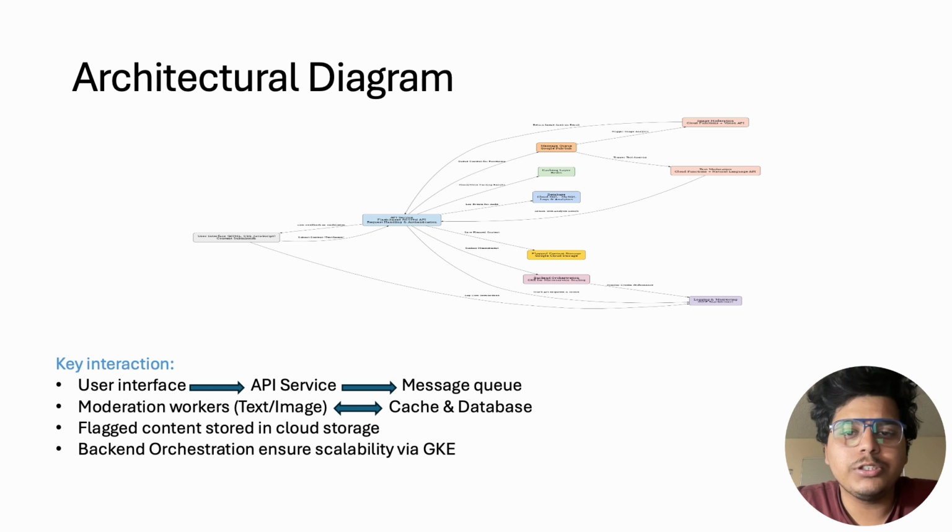Here is the high-level view of the system architecture: the user submits text or image content via the frontend, which then sends the data to a Flask API for validation. This API routes the content to Pub/Sub, which queues it for analysis by our moderation worker. The worker uses AI APIs to classify content and sends the result to the Redis cache and Cloud SQL database. Flagged content is stored in Google Cloud Storage for further review, and the API provides feedback to the user in real time. Google Kubernetes Engine orchestrates all the components to ensure scalability and fault tolerance.